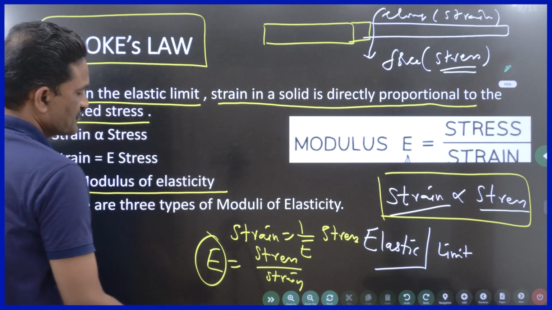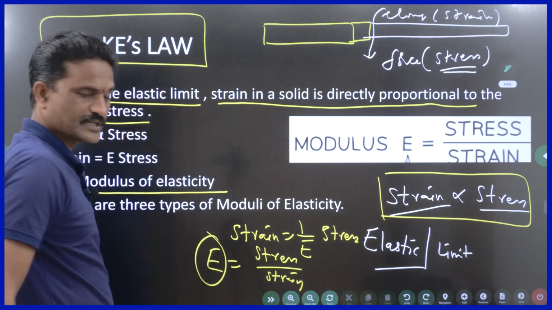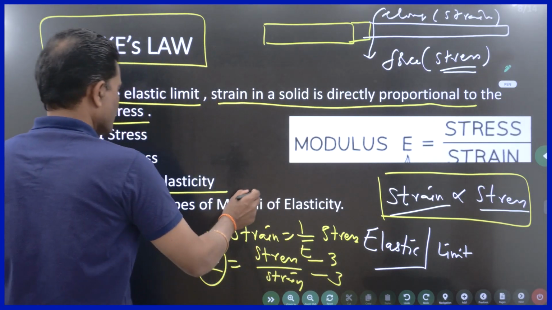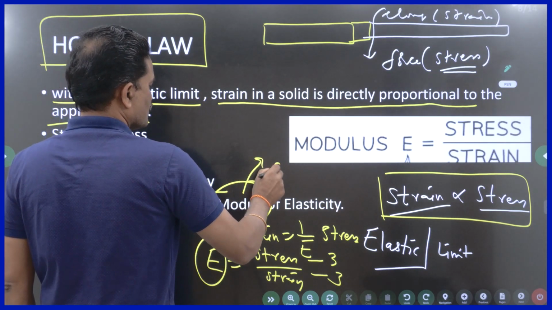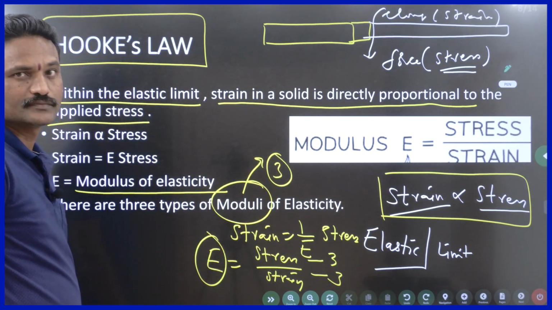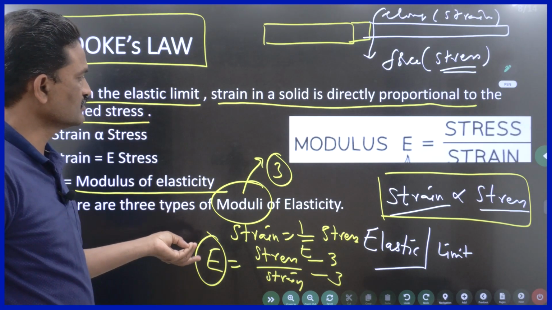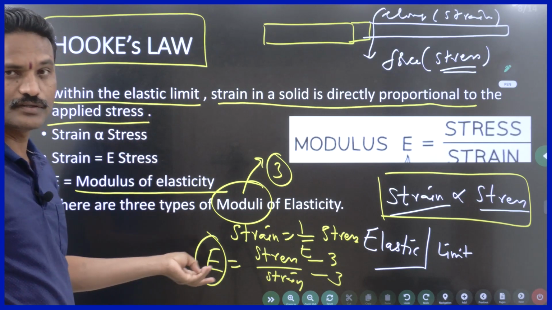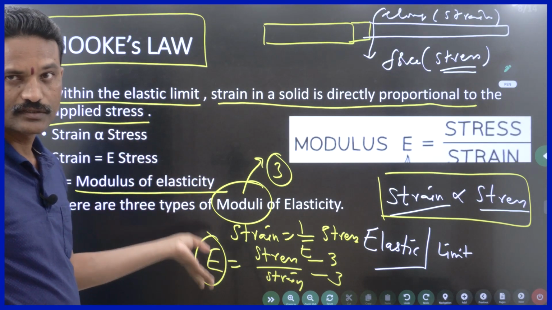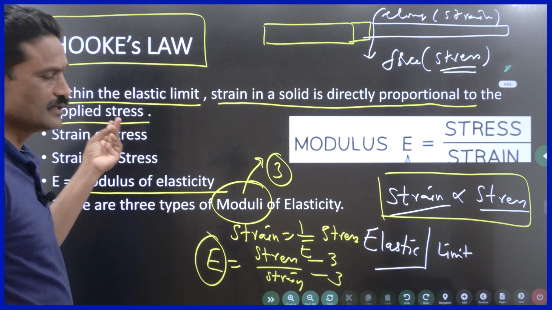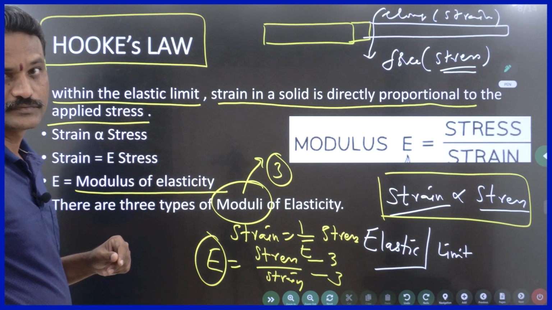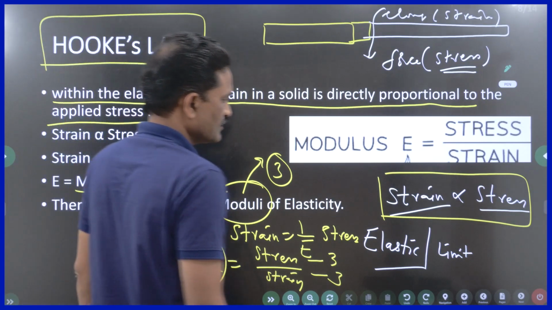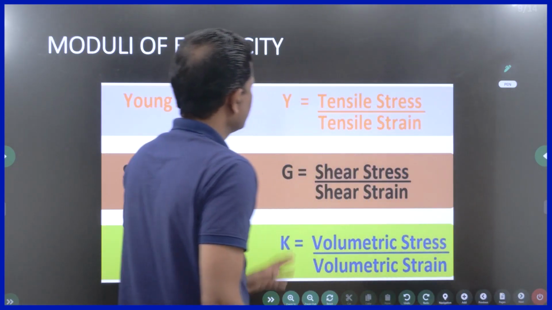So how many types of stress and how many types of strain? We had 3 types. So moduli of elasticity will also be of 3 types. The first one related to longitudinal. The second one is volume. The third one is related to shearing. So you will have 3 types of moduli of elasticity. Is this clear? Right. No need to read all these things.